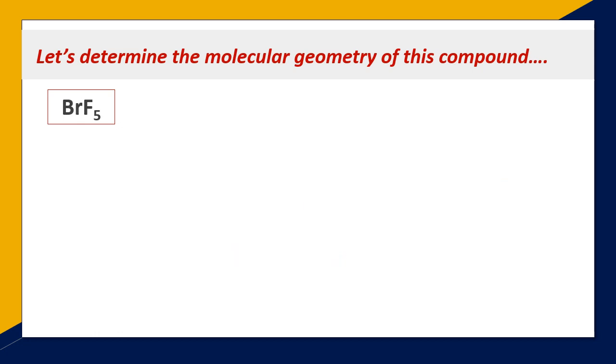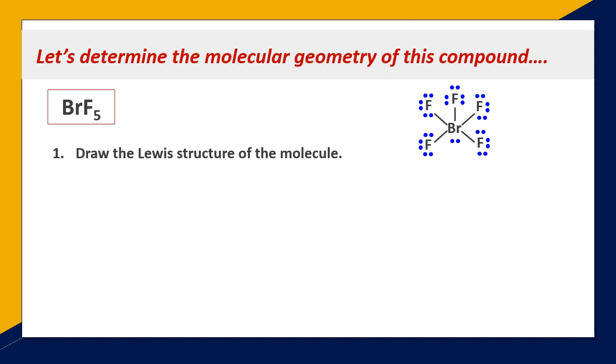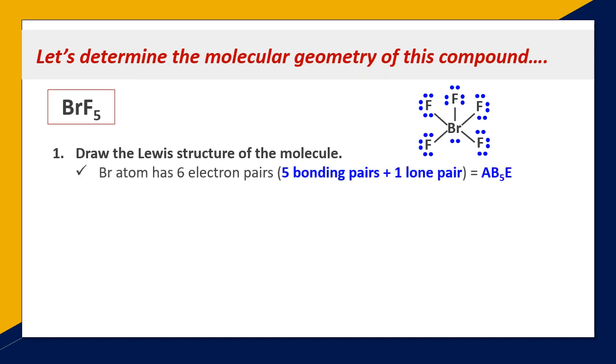The next example is bromine pentafluoride. First, draw the Lewis structure of the molecule. From the Lewis structure, we can identify that the bromine atom is surrounded by 6 electron pairs, in which 5 of the electron pairs are bonding pairs and 1 is a lone pair. All the electron pairs are arranged in an octahedral.